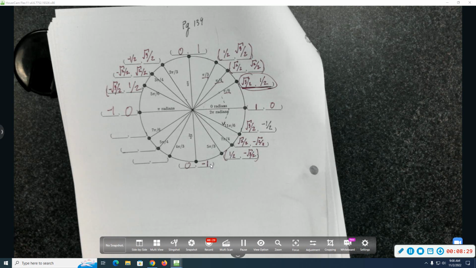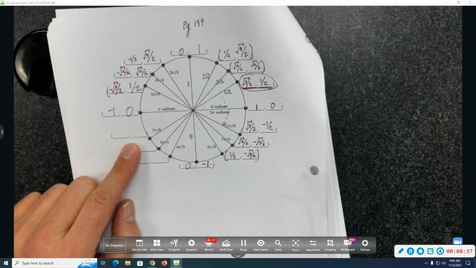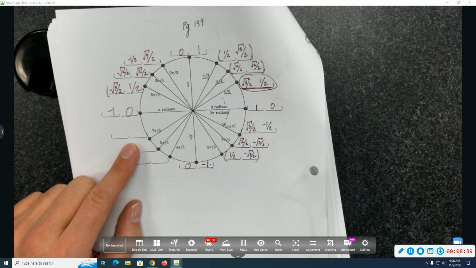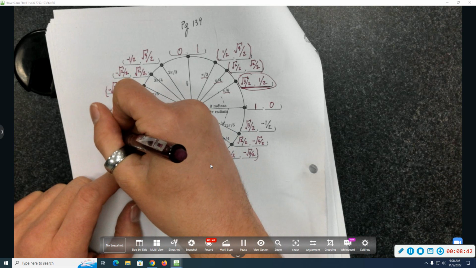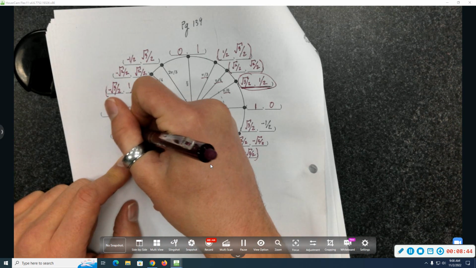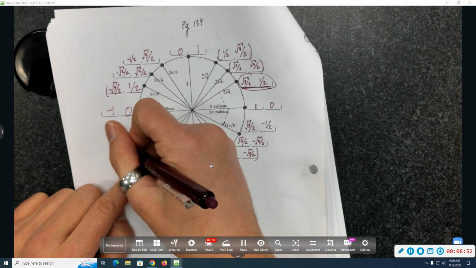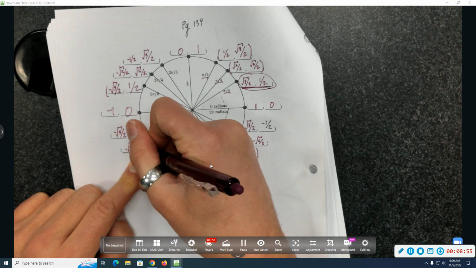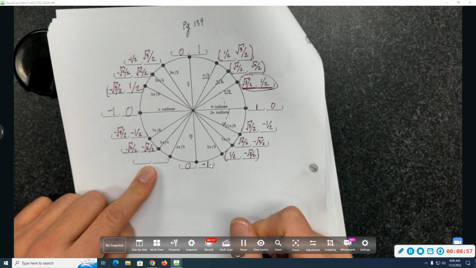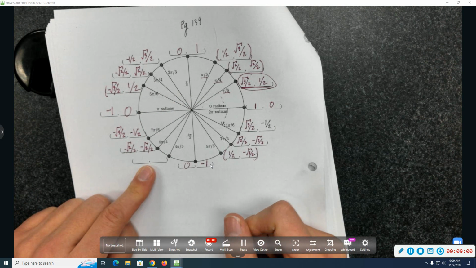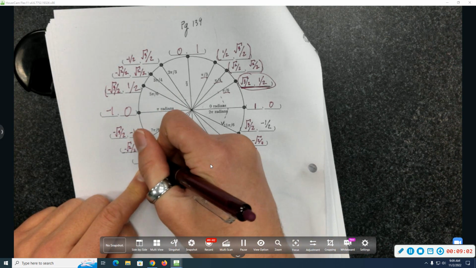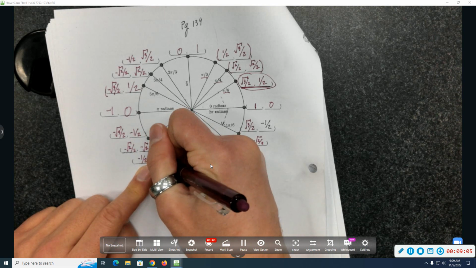Anyway, so all of the entries in that third quadrant should be the same as the entries in quadrant 1, just both negative. So let's do 7 pi over 6. What should sine and cosine at 7 pi over 6 be? Five pi over 4? Excellent. 4 pi over 3. Negative 1/2. Negative root 3 over 2. Cool.